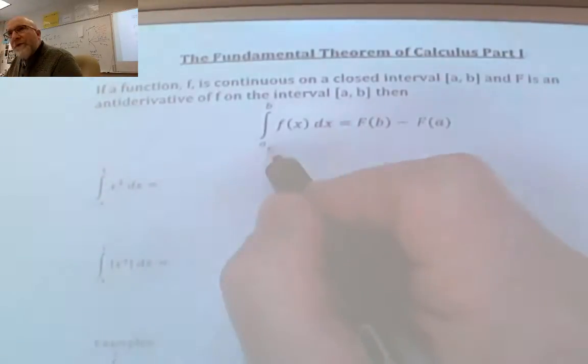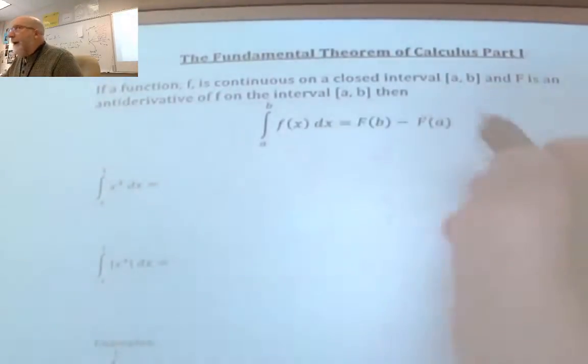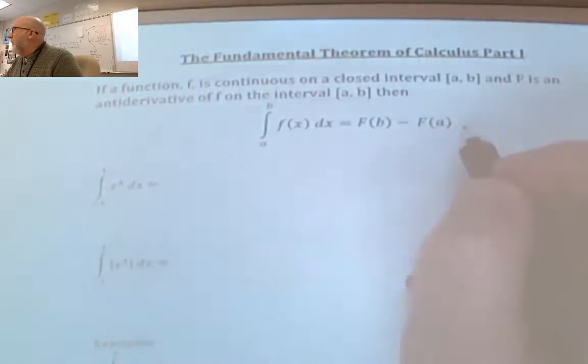The smaller number's on the bottom. We're going to plug A into that antiderivative, and then we're going to subtract them. And Allie, we don't worry about C, because C is going to be eliminated.